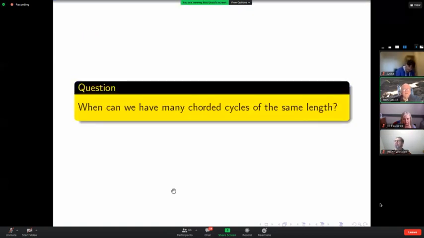Okay, another question. The same kind of question has been looked at just for cycles, so it's natural to ask, when can we have many chorded cycles of the same length?